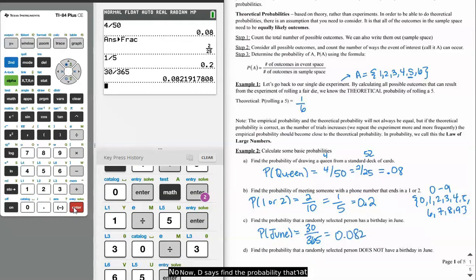Now, D says, find the probability that a randomly selected person does not have a birthday in June. If we know the probability that they have a birthday in June, there's a nice formula that we can use. It's a complement, this idea of what's sort of like the opposite. So the probability of not in June would be 1 minus the probability of the birthday being in June. This is called the complement.